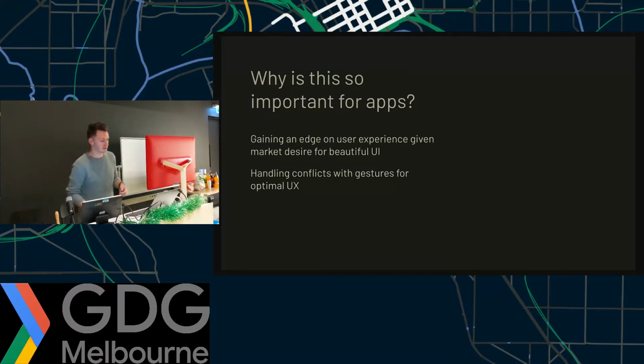So why is it important for apps? There are two reasons for this, actually. The first one is that it gives you an increased immersive experience. So it gives you basically more of the screen to actually play around with. The other is that on the usability front, we want to ensure that apps effectively handle navigation going forward.